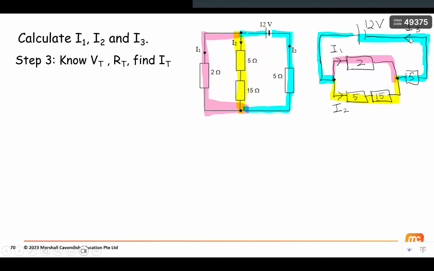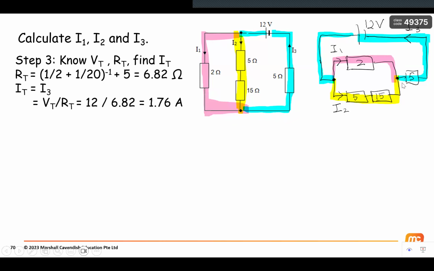Step number 4, I'm going to apply the formula V equals IR. I need to find the total resistance first. The top branch, the pink branch, is 2, and the bottom branch is 5 plus 15, 20. They are in parallel, so it's 1 over 2 plus 1 over 20, and you flip it. Then I still have one more 5 in series, so plus 5. This is my total resistance. Then I want to find my total current, which also equals I3. I use V over R. So it's 12 divided by the total resistance, 6.82. I get 1.76 amperes. So this is my current I3, which is also the total current.